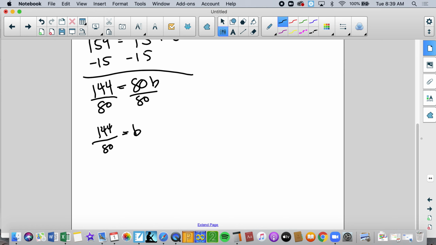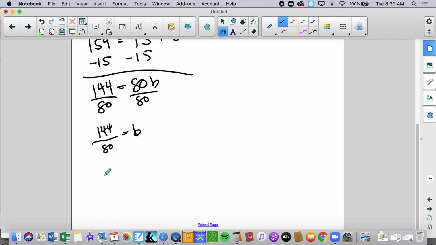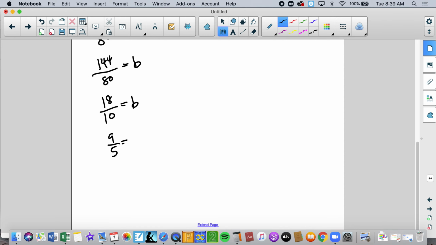I'd like to reduce it by 8. Let's see if 144 is divisible by 8. It is. Good. So that gives me 18, and 80 divided by 8 is 10. So I divided 144 and 80 by 8 to reduce to 18 tenths. That can also still be reduced by 2, and you get 9/5.